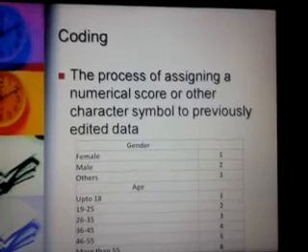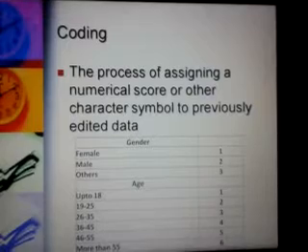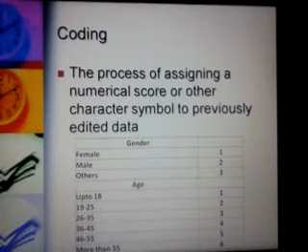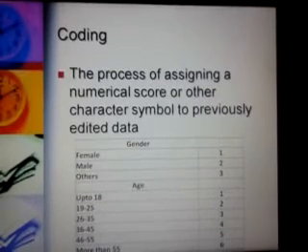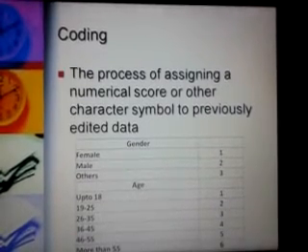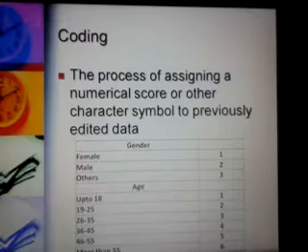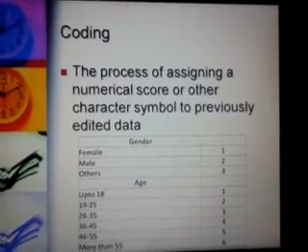Then after editing, the process that is required is the coding of data. The data needs to be changed into some numerical values. Coding is the process of assigning a numerical score or other character symbol to previously edited data. So data has been edited. Now what needs to be done?